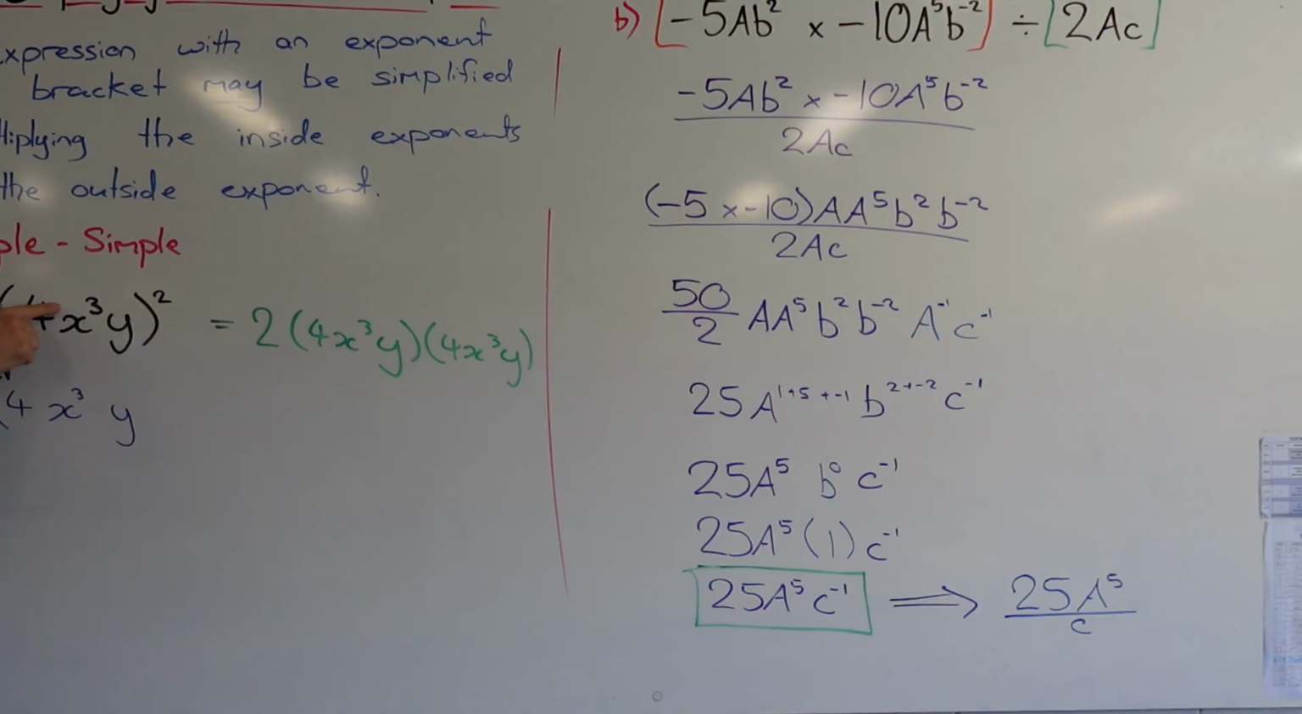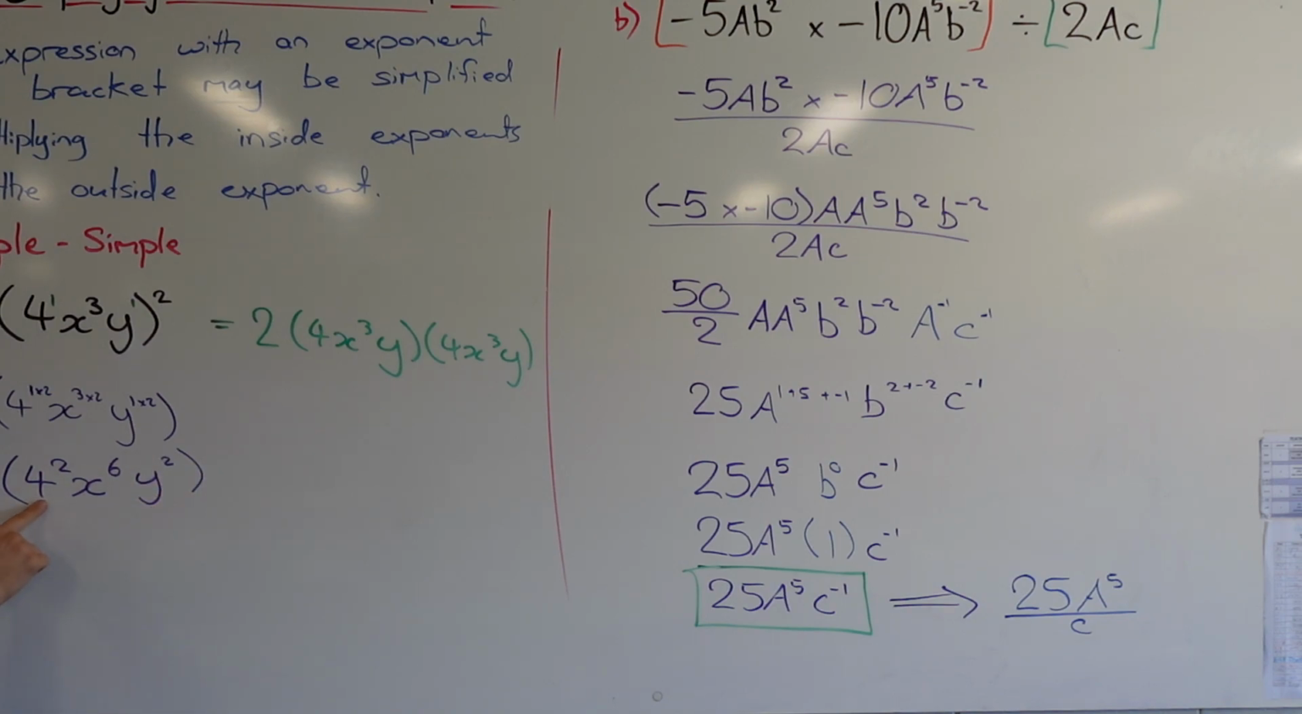Now, what is the exponent on the 4 here? Any ideas? Tegan, your hand went up. What's the exponent on the 4? 1. And the exponent on the y is 1. So when we're doing this, it's going to be 1 times 2, 3 times 2, and then 1 times 2, because every exponent inside the bracket is multiplied by the exponent outside the bracket. We take care of the multiplication. So this is going to go 2, 4 to the power of 2, x to the power of 6, y to the power of 2.